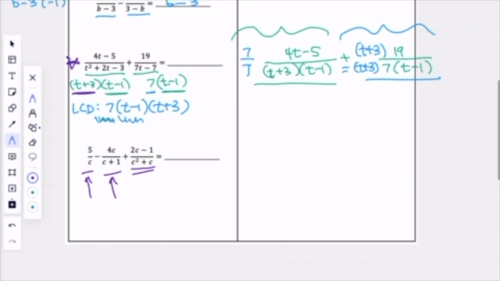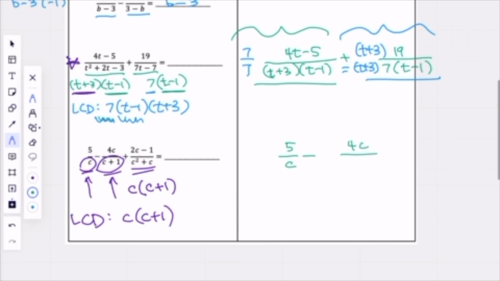But in this third piece, we notice that this can be written as c times c plus 1, which happens to be the product of the other 2 denominators, which means that will be our least common denominator, c times c plus 1. Let's see what we can do here. We've got 5 over c minus 4c over c plus 1 plus, we've got c times c plus 1 in this last expression and 2c minus 1 as the numerator.